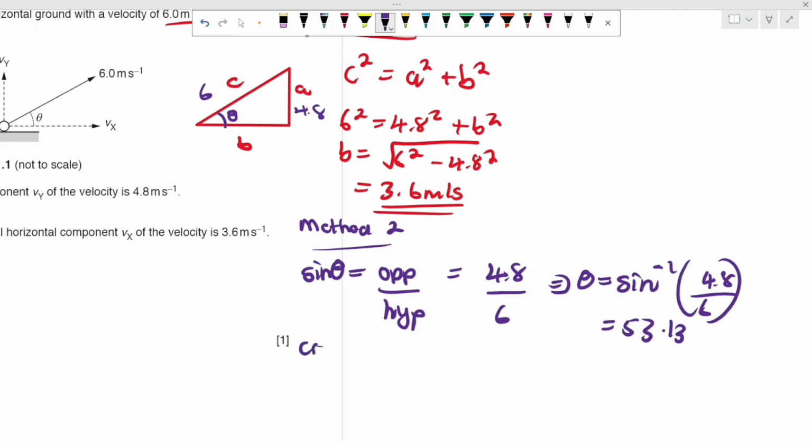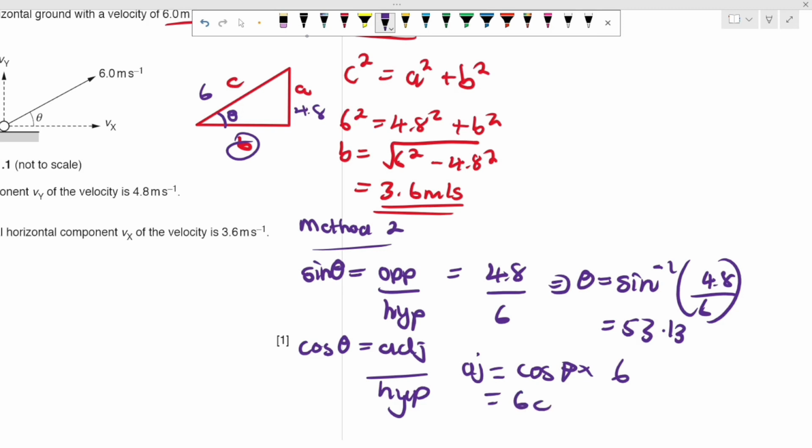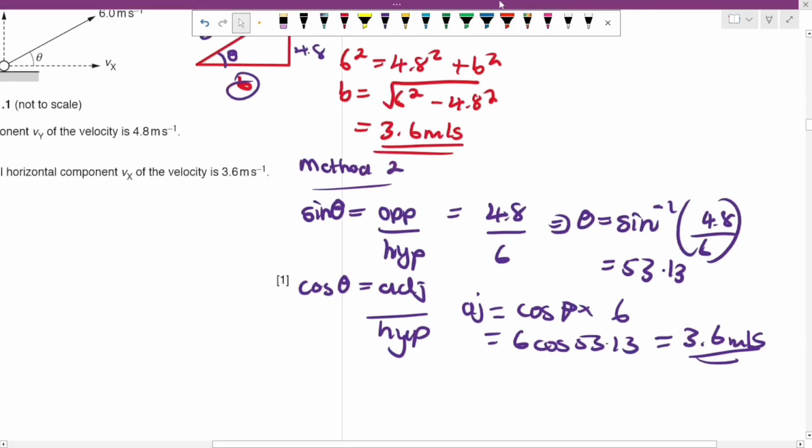But you also know that cos theta is equal to the adjacent side divided by the hypotenuse. So the adjacent in this case, which is B, which is essentially what we want to find, will be equal to cos theta times your hypotenuse, which is 6. So this would just be 6 cos 53.13, and this should also give you 3.6 meters per second. So you can choose whatever method you want, as long as you arrive at the answer, that is essentially what matters the most.